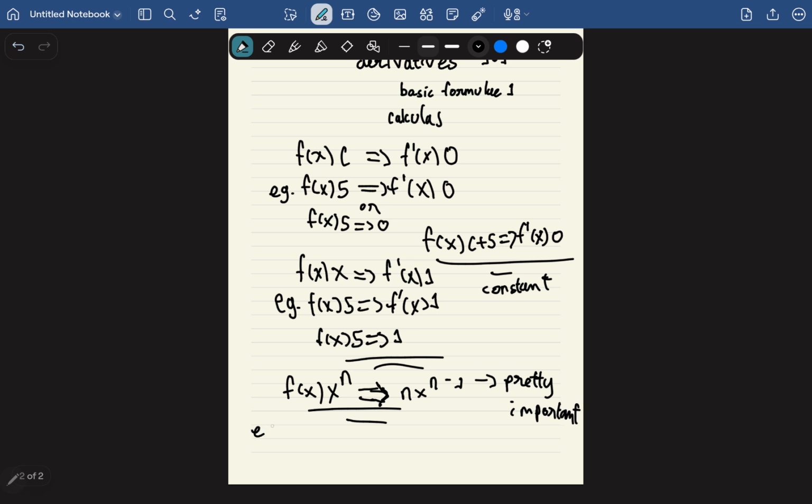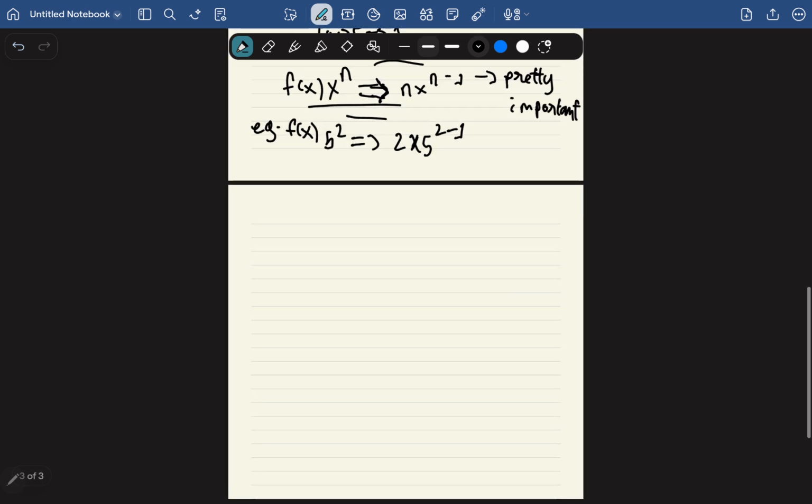Okay, then let me give you an example of this. The derivative of phi to the power of 2 is, here we go, n, which is 2, times phi to the power of 2 minus 1. And if you do not know, okay, I need a new page. Okay, there we go. Good notes.